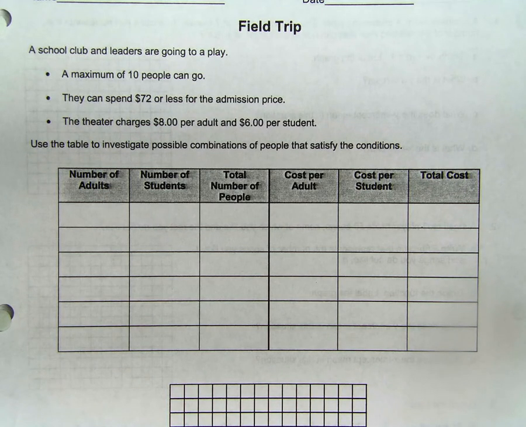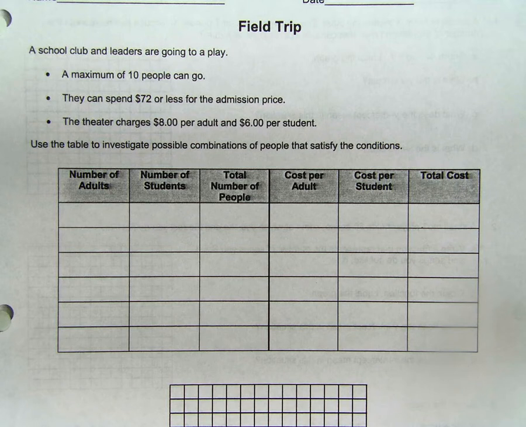Today we are starting with a field trip. A school club and leaders are going to a play. A maximum of 10 people can go. They can spend $72 or less for their admission price. The theater charges $8 per adult and $6 per student.